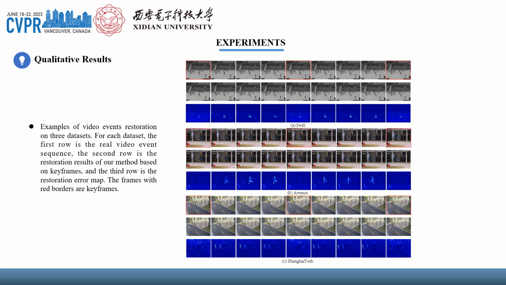Then, we present the qualitative results. There are some examples of video events restoration on 3 datasets. It can be observed that for the normal regions in the video frames, our method is able to restore them well, while drastic errors occur for abnormal event regions.